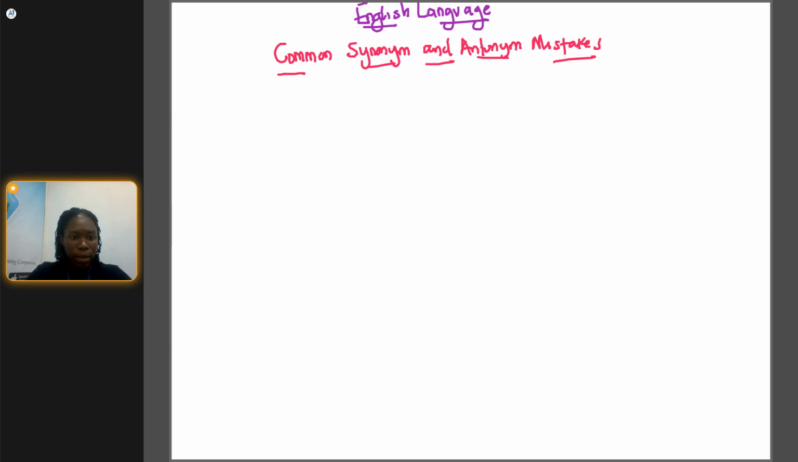Okay, so confusing, similar but not identical synonyms. You get the word similar but not identical. That means these words probably look alike, but you cannot use them interchangeably. I'm trying to get the note on the board so that we can all see it.